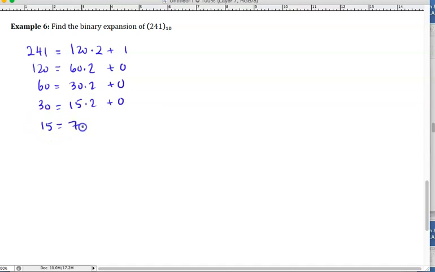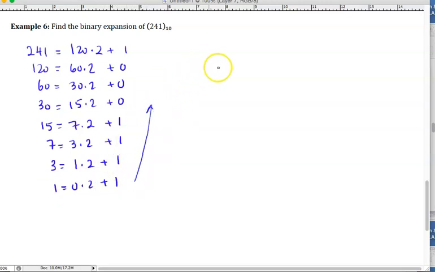15 is 7 times 2 with the remainder of 1. 7 is 3 times 2 with the remainder of 1. 3 is 1 times 2 with the remainder of 1. And 1 is 0 times 2 with the remainder of 1. Okay? So again, bottom to top, I'm going to have four ones, three zeros, and a 1. So that's the binary expansion of that number.